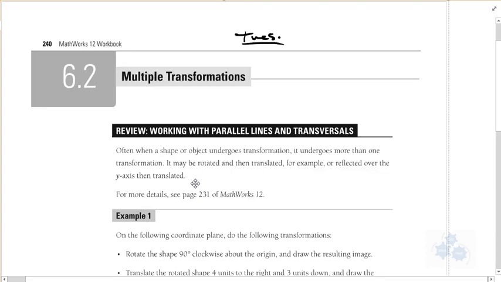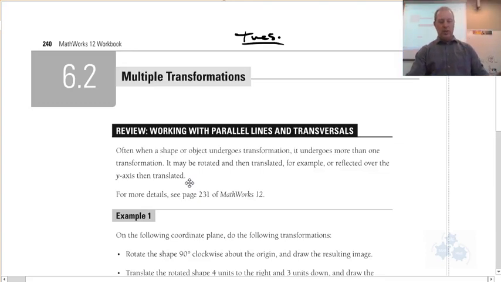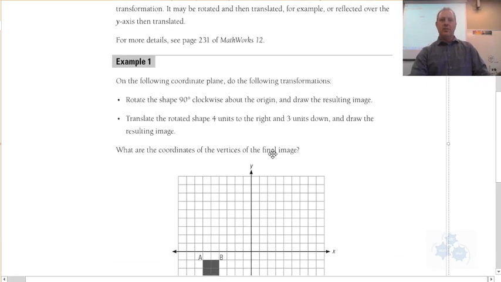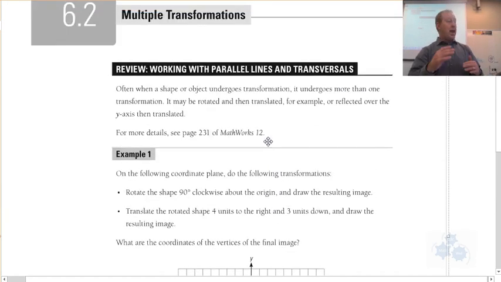So this is workplace 36.2, multiple transformations. All right, so we'll do a little bit of review working with parallel and transversal lines. So you remember parallel and transversal, right? If we have two lines that are parallel and we have a transversal, a line that cuts them, we do have some angles that are the same and stuff like that, right?